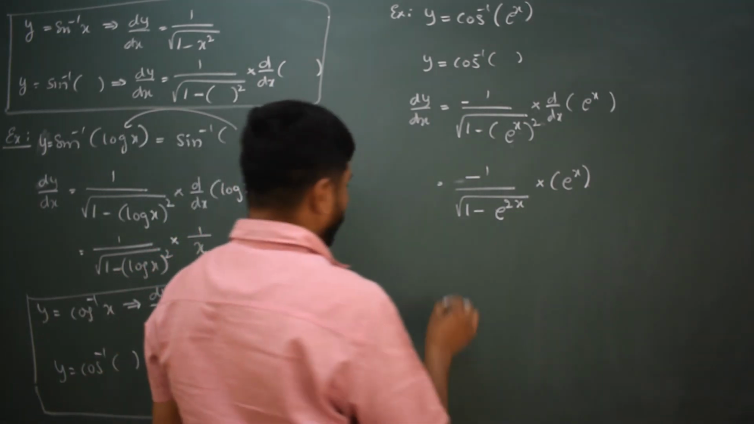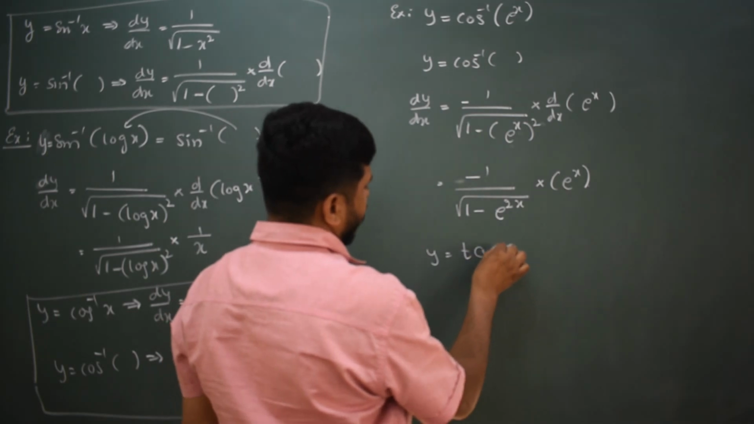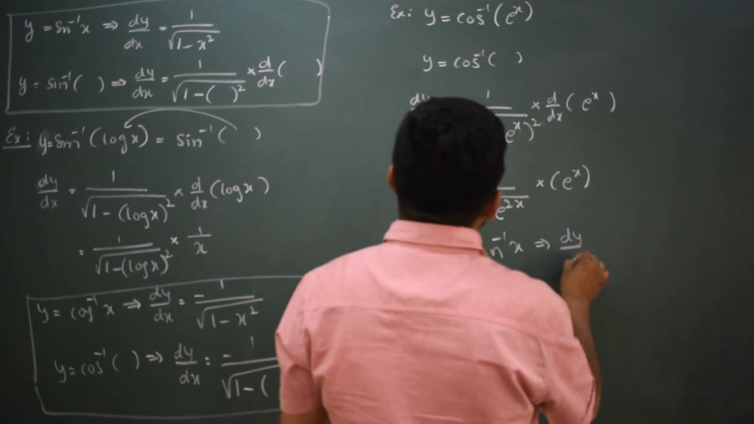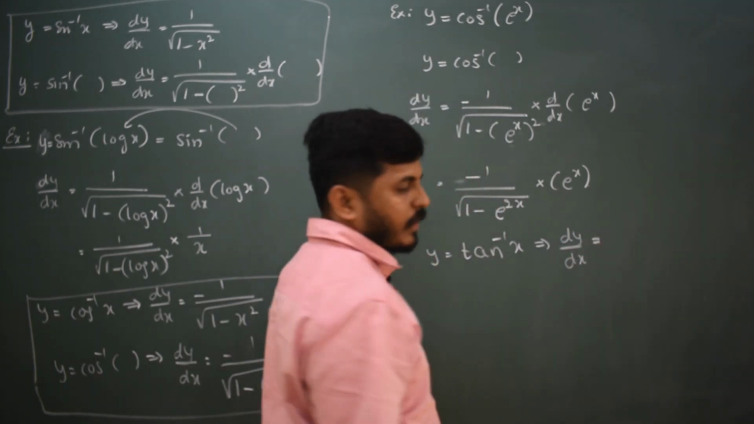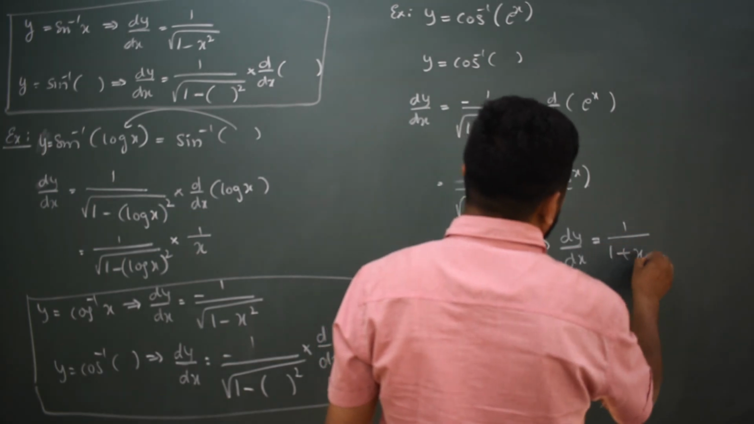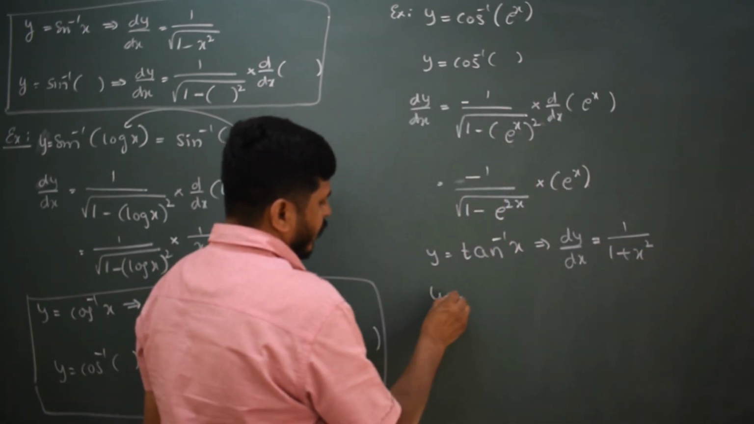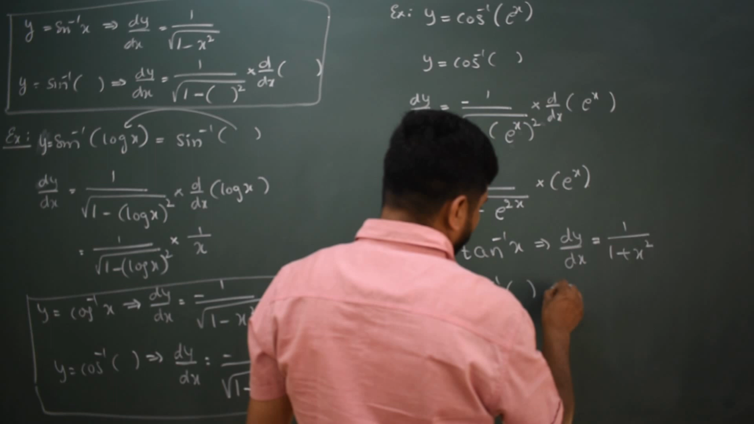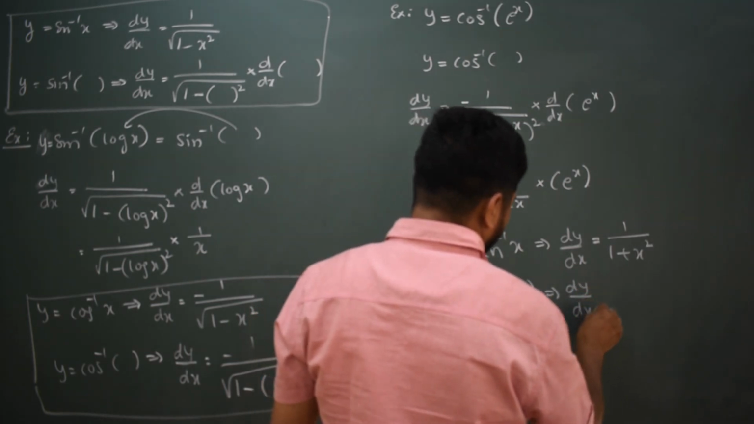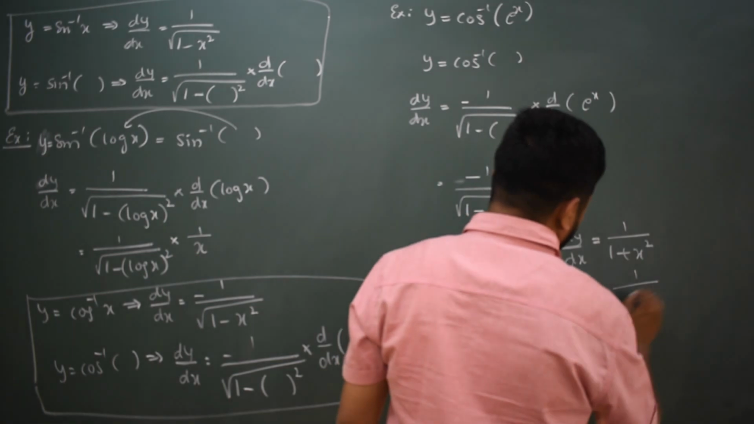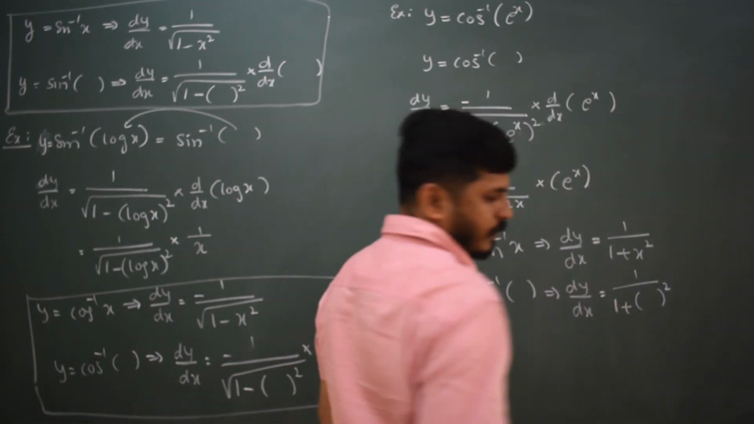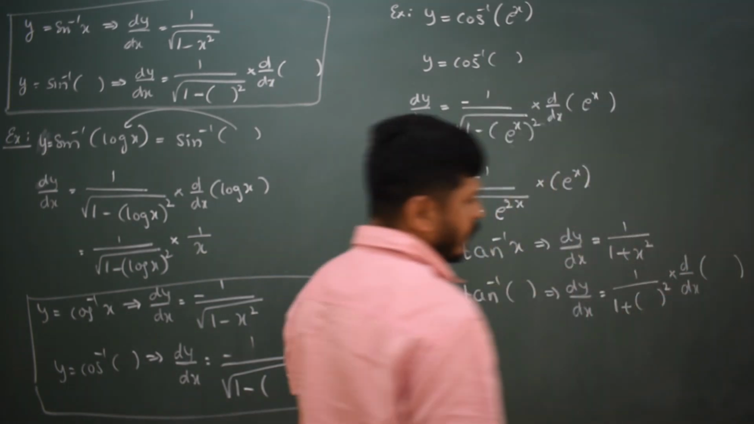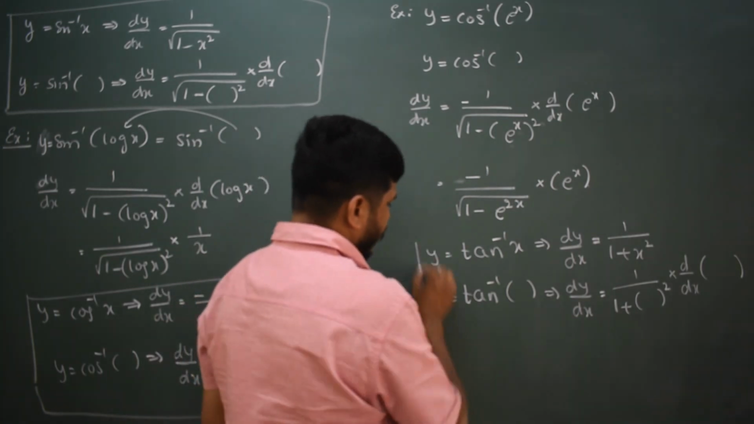Similarly, next formula. y is equal to, say, tan inverse x. What is the differentiation of tan inverse x? dy by dx is equal to 1 by 1 plus x square. Now don't treat x as x, read it as something, tan inverse something. Now what is dy by dx? Tan inverse something differentiation is 1 by 1 plus, in the place of x you have something, into differentiation of something. This is the next formula.